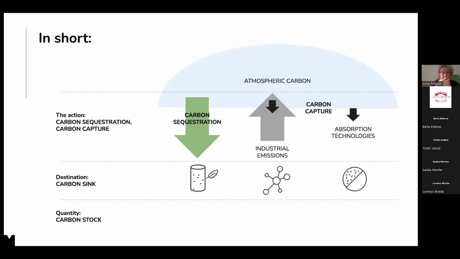So in short, we have carbon sequestration and carbon capture, which are actions. The destination is carbon sink, and the quantity is carbon stock. And this can be done also via carbon capture activity and other absorption technologies.